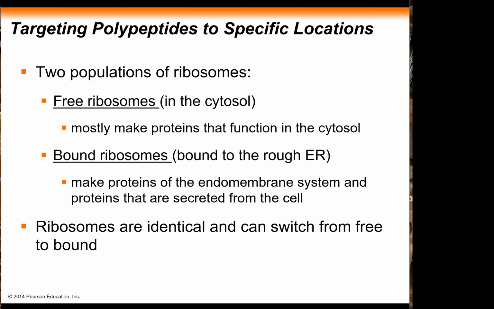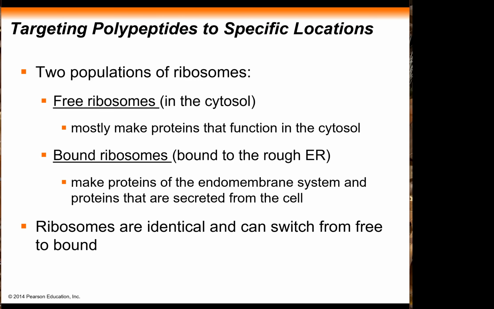Now let's briefly talk about the ribosomes, right? We mentioned earlier in the semester that there are really two kinds of ribosomes, and they're different based on their location, right? You've got your free ribosomes that are just floating around in the cytosol, and the free ribosomes make a certain type of protein. They make the proteins that are meant to stay in the cytosol and function in the cytosol of the cell.